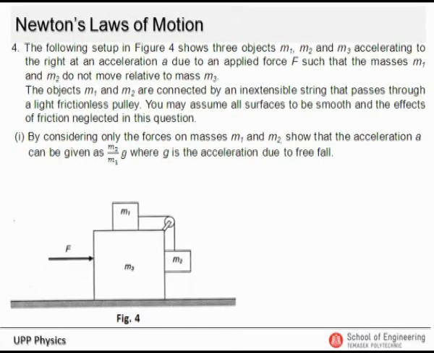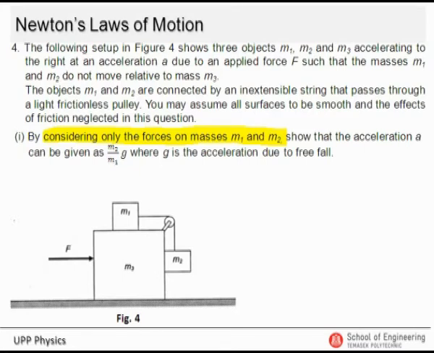Now, how should we attempt to solve this question? Let's look for some obvious hints. Well, the question mentioned that we need to consider only the forces on masses M1 and M2. With this hint, we will know that we'll need to draw free body diagrams of masses M1 and M2. So let's proceed to draw the free body diagram of mass M1.